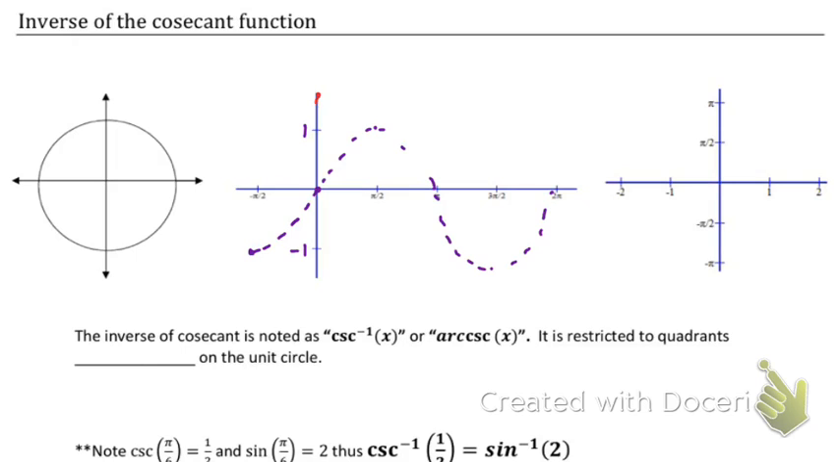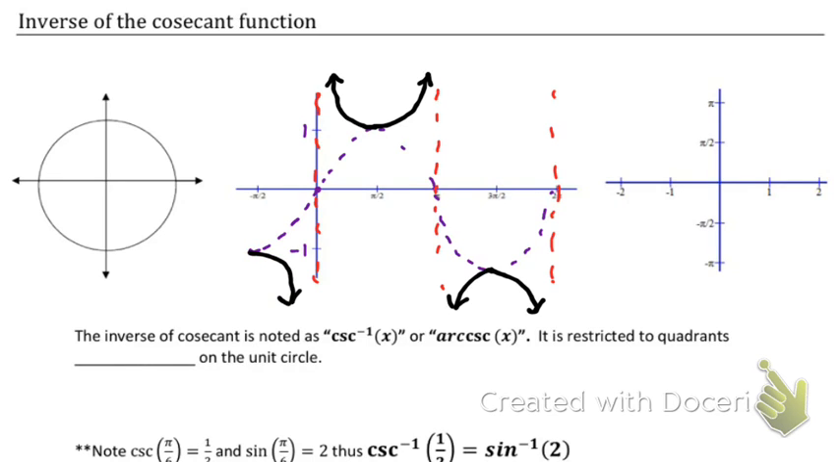Now, anywhere we're at 0 or we hit the sinusoidal axis, we do a vertical asymptote. So there's a vertical asymptote there, there, and there. Now, our actual graph would look something like that. Once again, that does not pass the horizontal line test, so its inverse would not be a function.